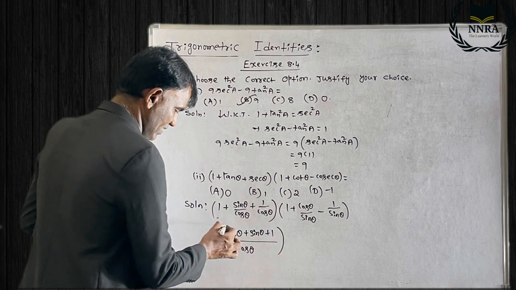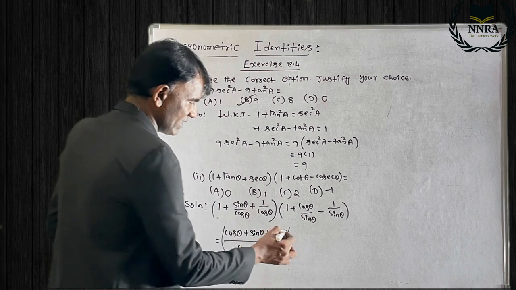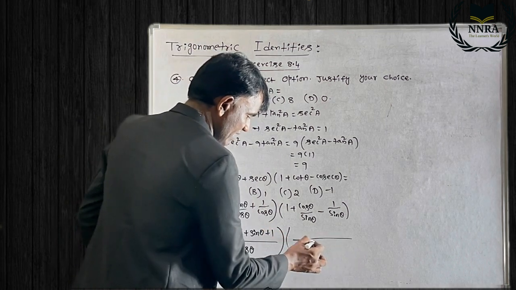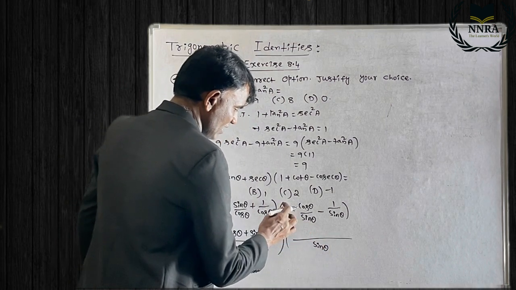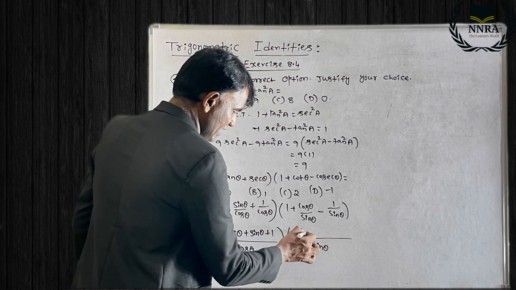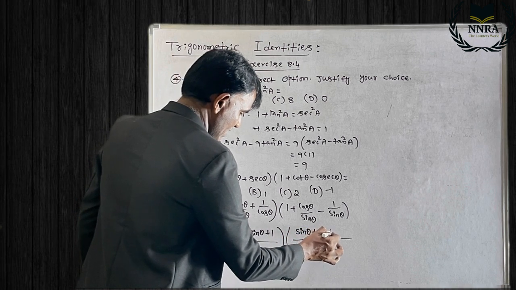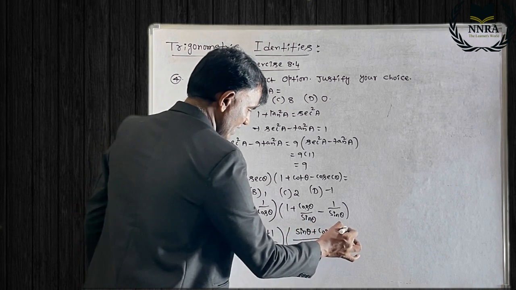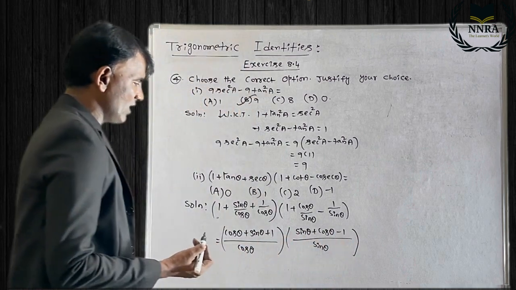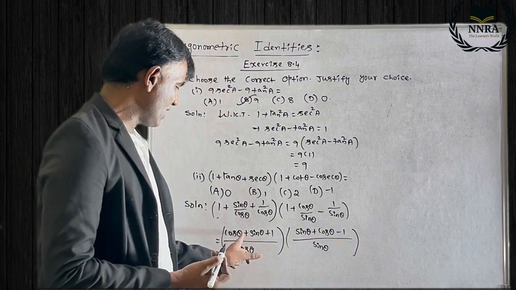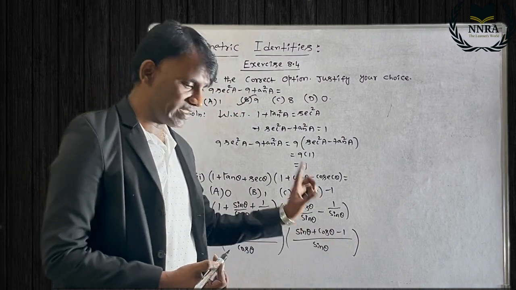This is the first value. And coming to the second value, again LCM is sin theta. Now 1 into sin theta is sin theta plus cos theta, then minus 1. Okay. Now this is of the form (a plus b) into (a minus b).